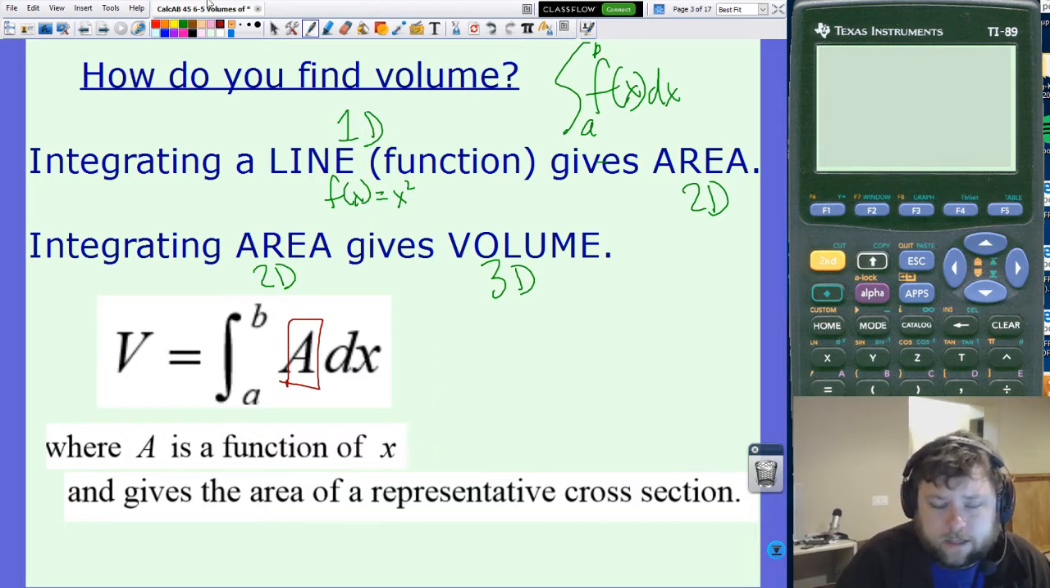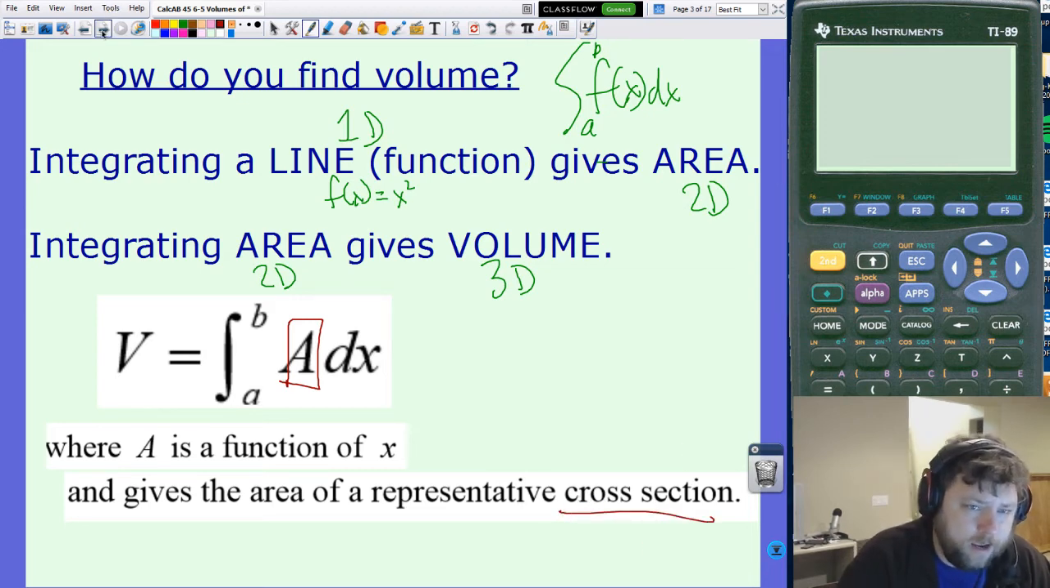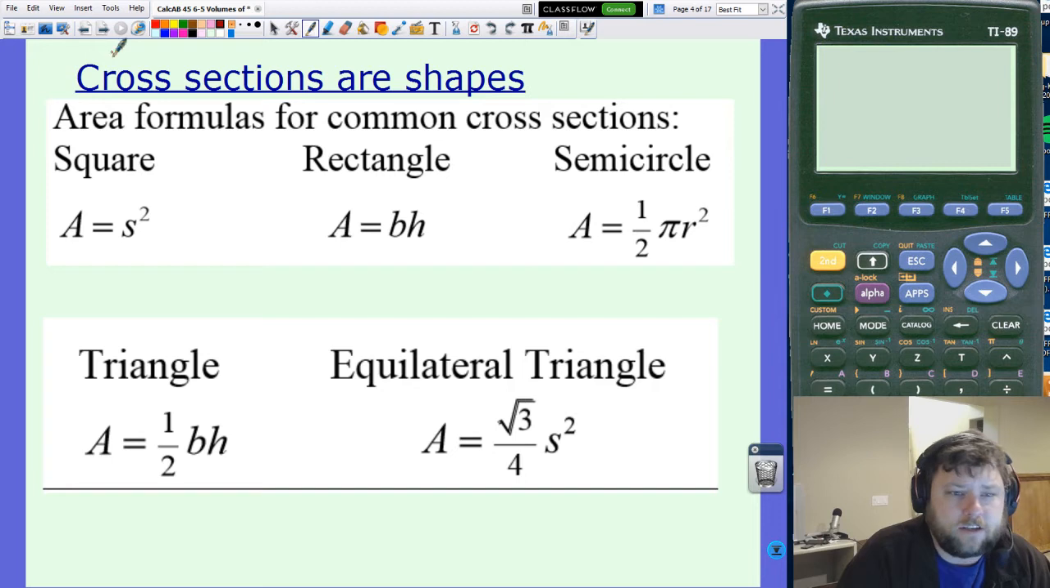In this case, we're going to talk about cross sections. So what are cross sections when you have a 3D figure? Well, we create something 3D, and it's made out of shapes, maybe a bunch of circles. I'll show you some pictures of this later.